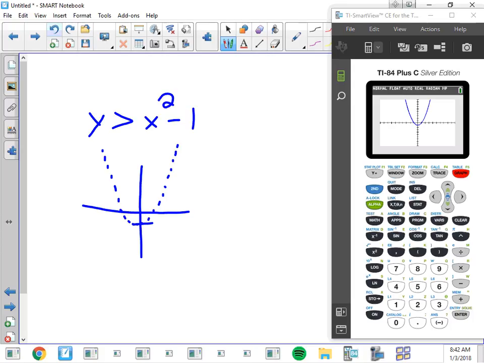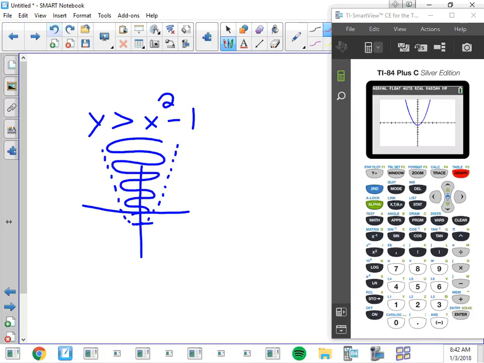Well, look at the y. Y is bigger than x squared minus 1. So are the answers going to be above the graph or below the graph? Above, because y, the y-axis, the y values, are bigger than the equation. So the answers are actually everything in here.